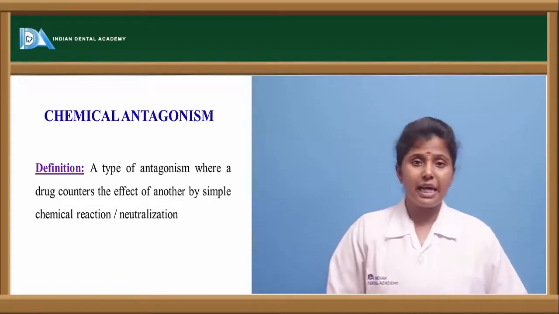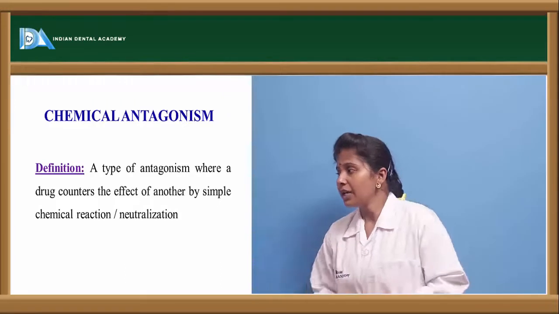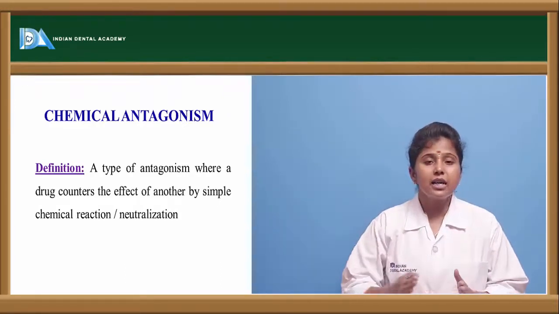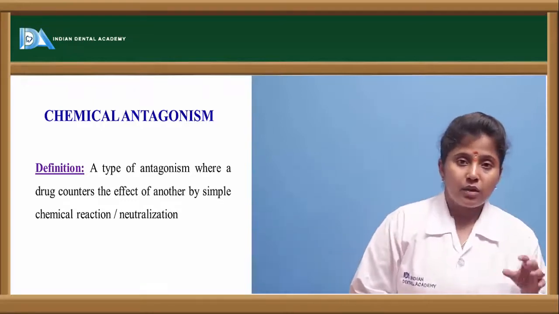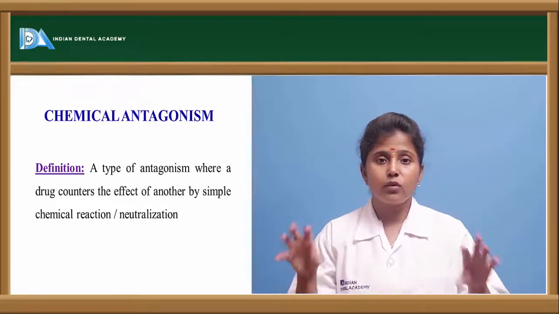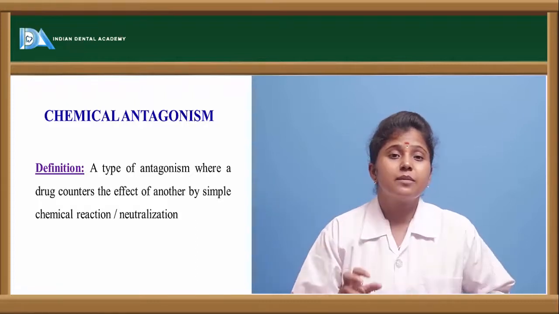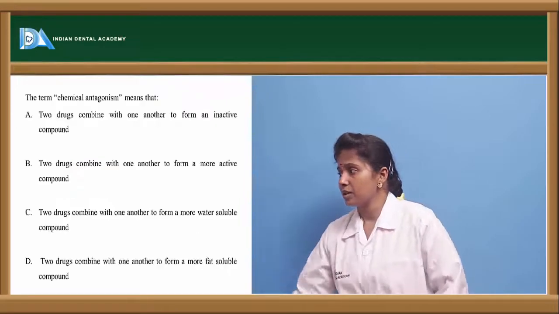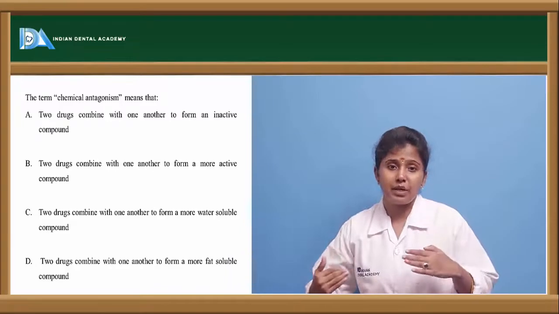If we see the chemical antagonism, the other type of antagonism is chemical antagonism. Chemical antagonism is a type of antagonism where one drug counters the effect of another by a simple chemical reaction. So here one drug's effect is altered; if we give two drugs, one drug affects the action of the other drug with some small chemical reaction or neutralization reaction. So what are the various forms of chemical antagonism?